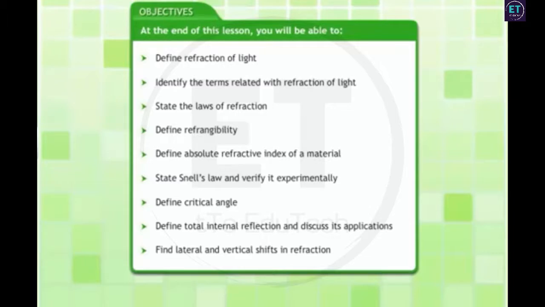At the end of this lesson, you will be able to define refraction of light, identify the terms related with refraction of light, state the laws of refraction, define refrangibility, define absolute refractive index of a material, state Snell's law and verify it experimentally, define critical angle, define total internal reflection and discuss its applications, and find lateral and vertical shifts in refraction.